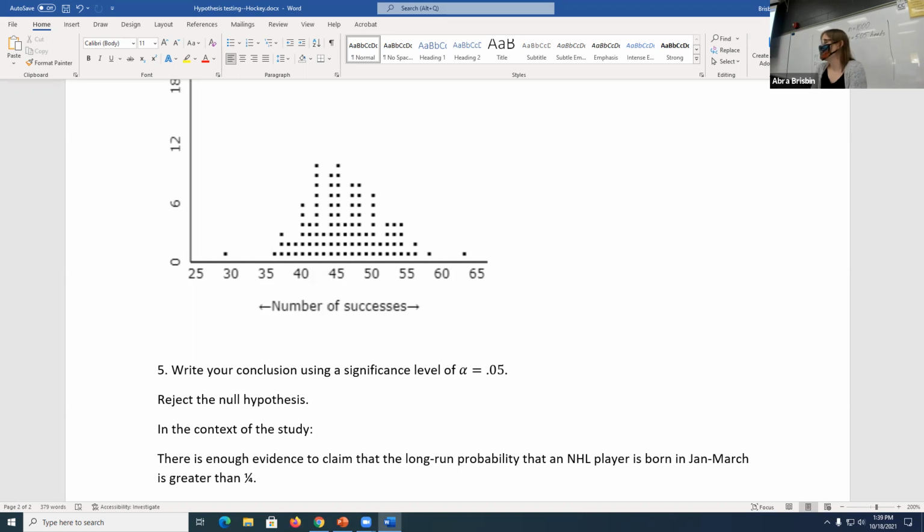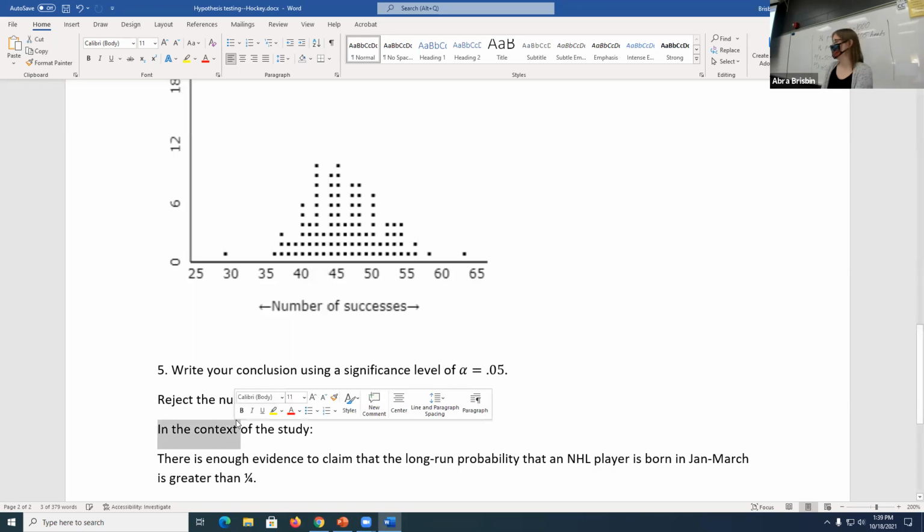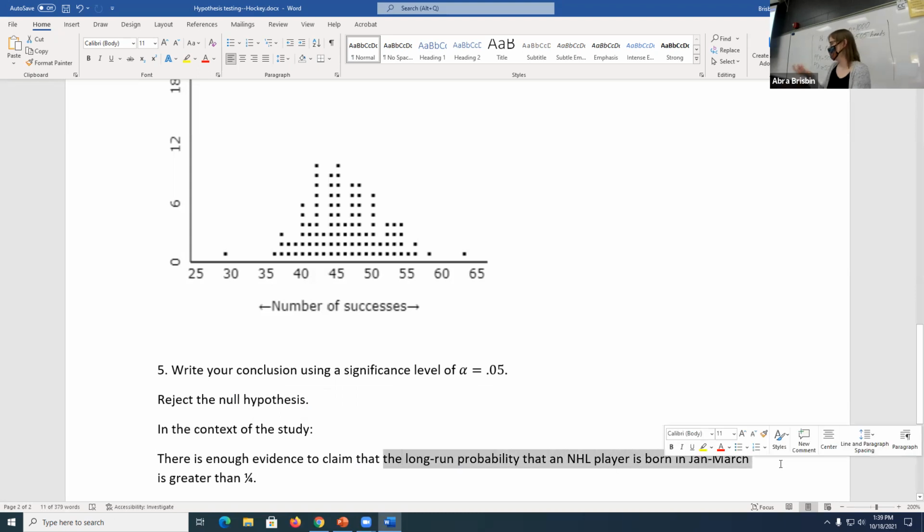Are there questions about this problem? Would it be fair to just say that we reject our null hypothesis, or do we have to say it explicitly? If the question says in the context of the study or something like that, then you do want to spell out what the alternative hypothesis was about.